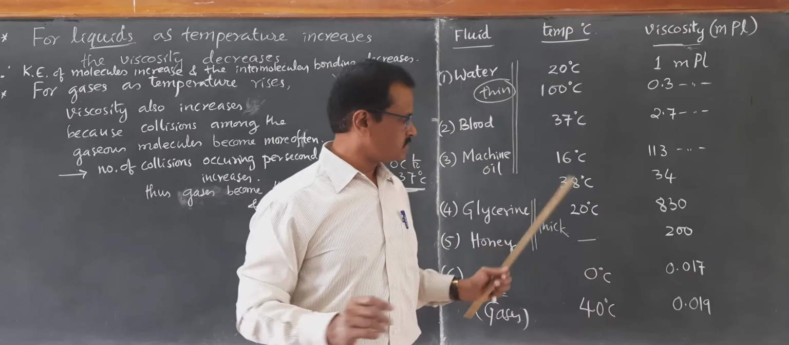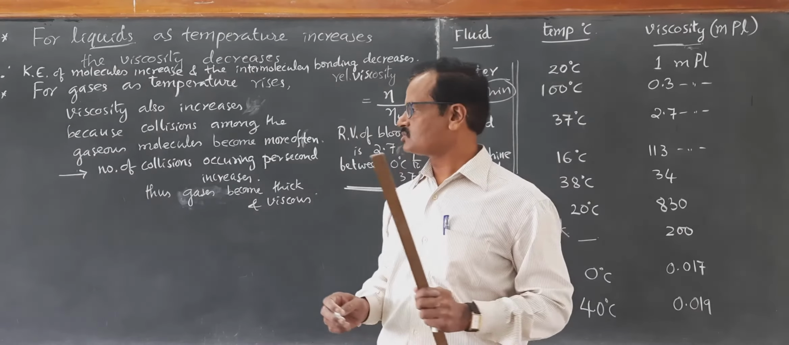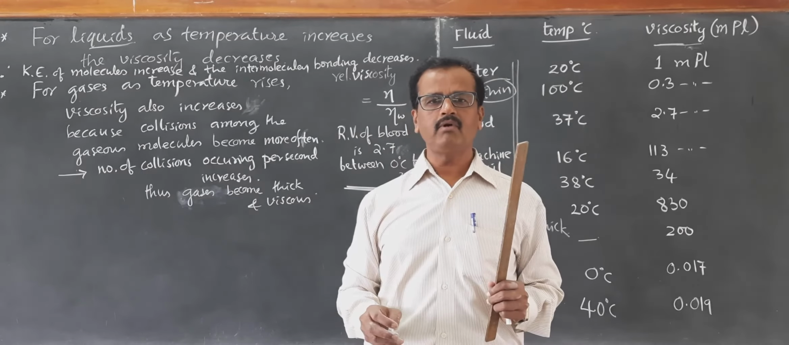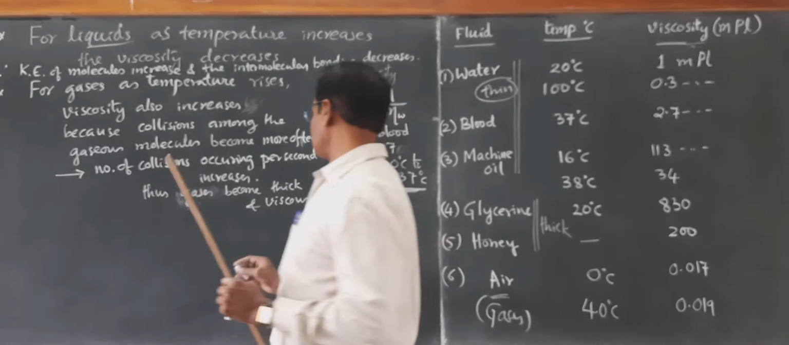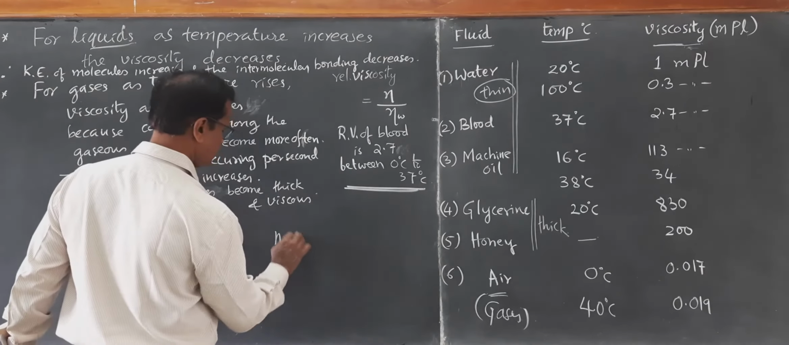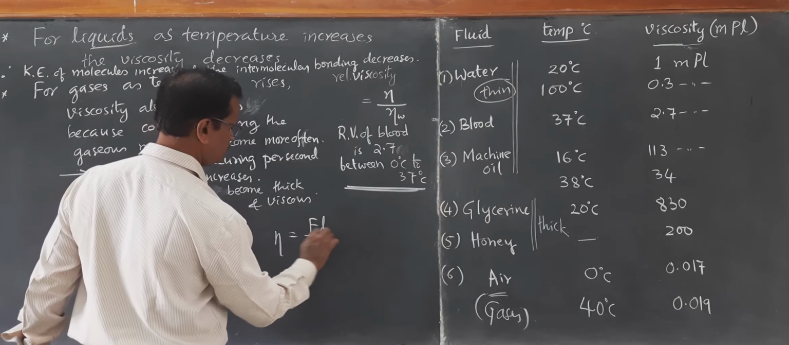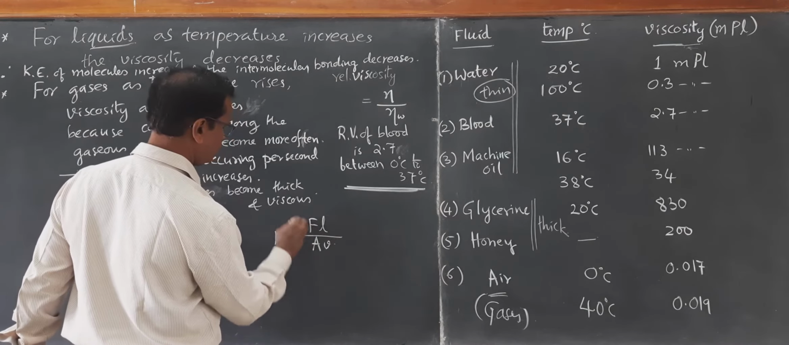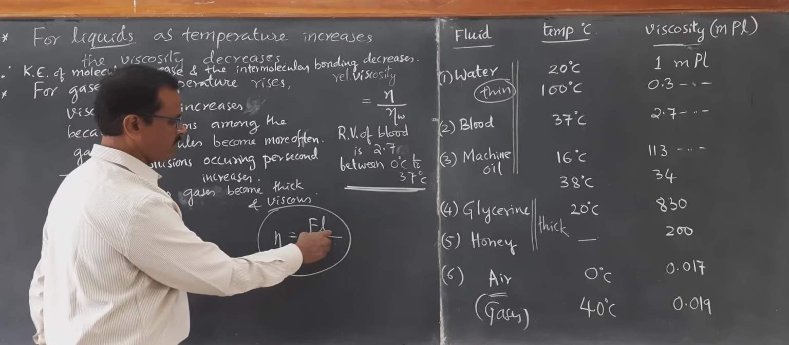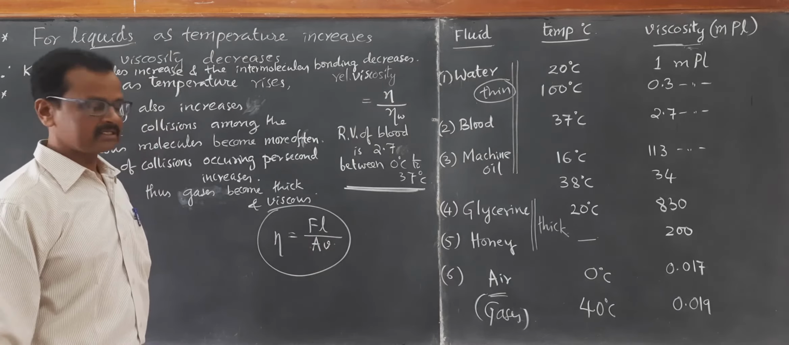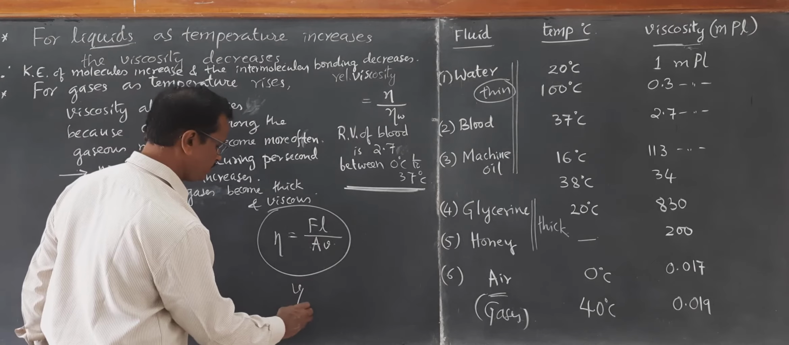Now, based on this observation, let us solve one problem, a problem on calculation of the coefficient of viscosity. Just now we got the coefficient of viscosity as FL upon AV, where F upon A is the shear stress and V upon L is the strain rate.